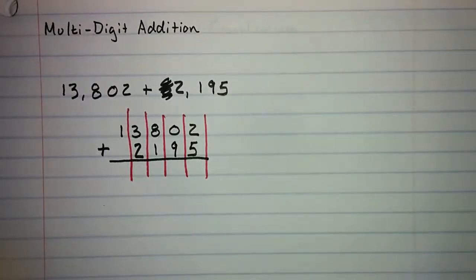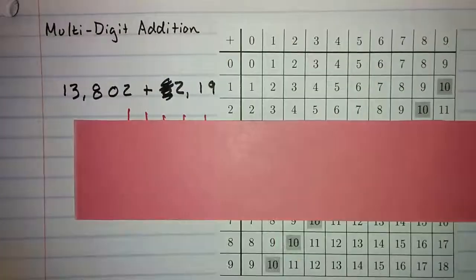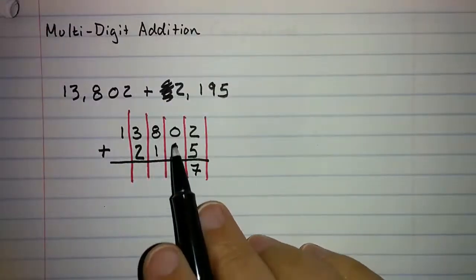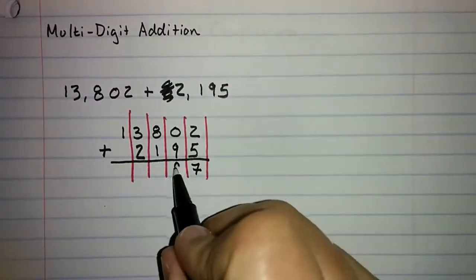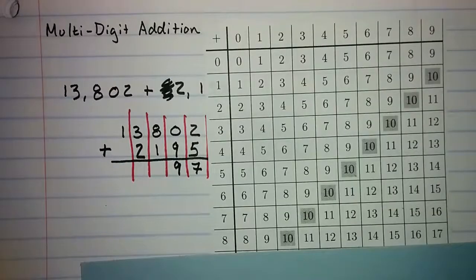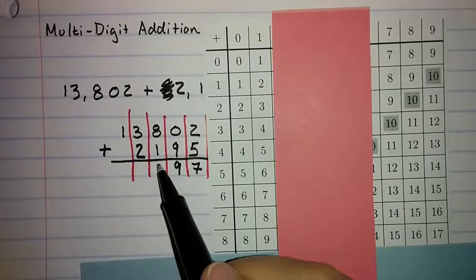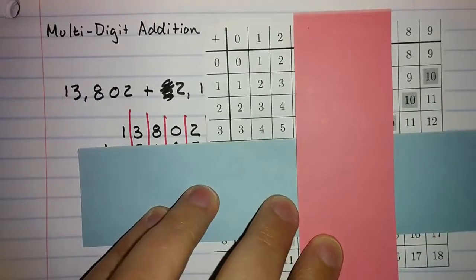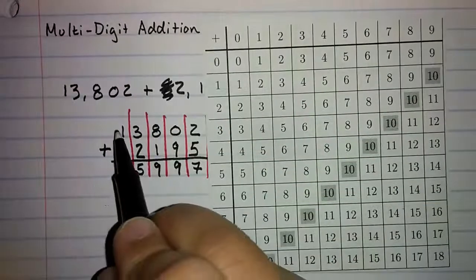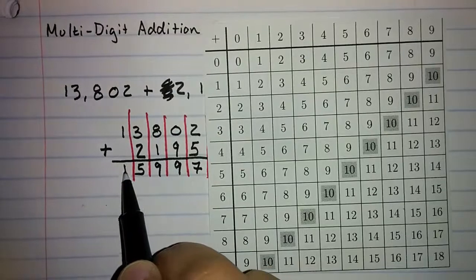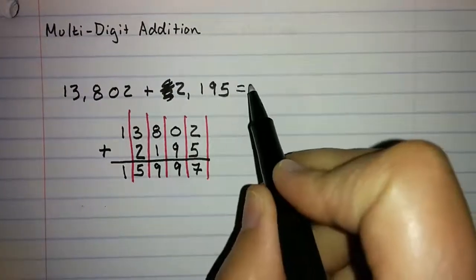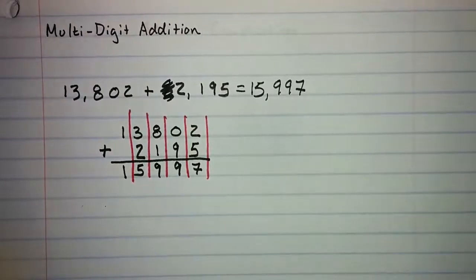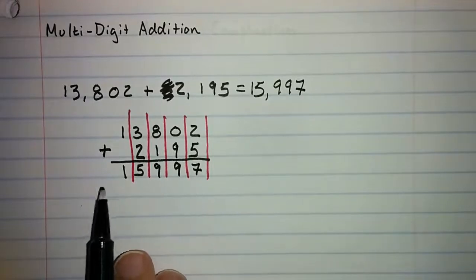But 2 plus 5, let's bring out the table. 2 plus 5 is 7. 0 plus 9, we don't need to get out the table because 0 plus anything is just the anything. 8 plus 1 is 9. 3 plus 2 is 5. And 1, I don't have anything to add to it, so it just stays 1. This works out to 15,997. Now notice, I started from the right and worked to the left.